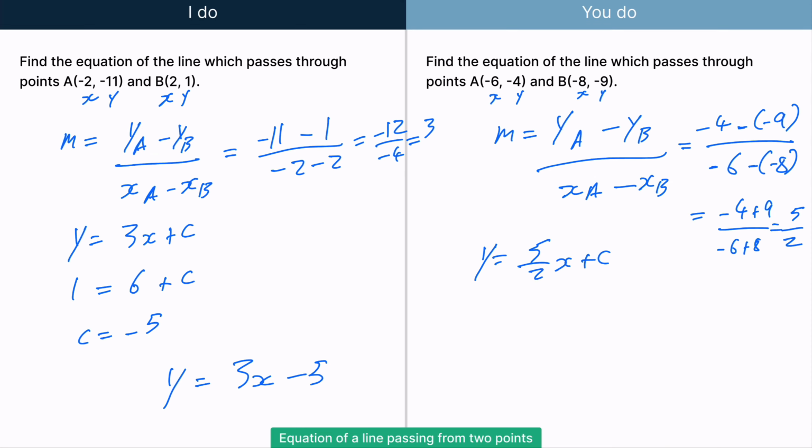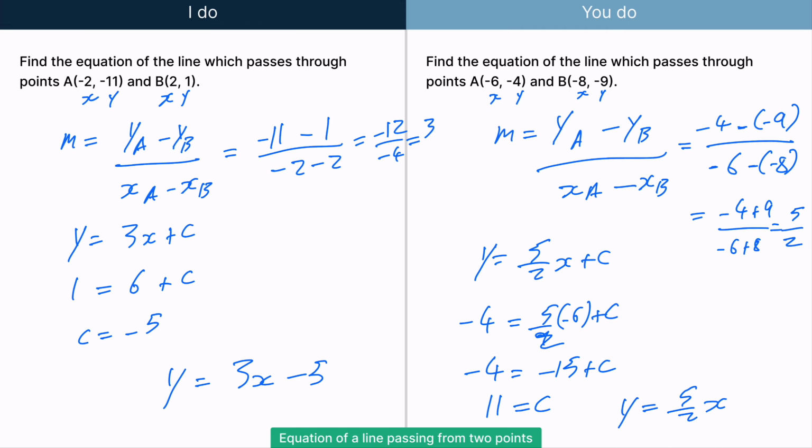And now I just substitute one of these coordinates in. So I'll put a in. So minus 4 is equal to 5 over 2 times minus 6 plus c. So if I do 5 over 2 times negative 6, that becomes negative 15. And if I move the minus 15 over, I end up with 11. So y is equal to 5 over 2x plus 11 is the answer here.